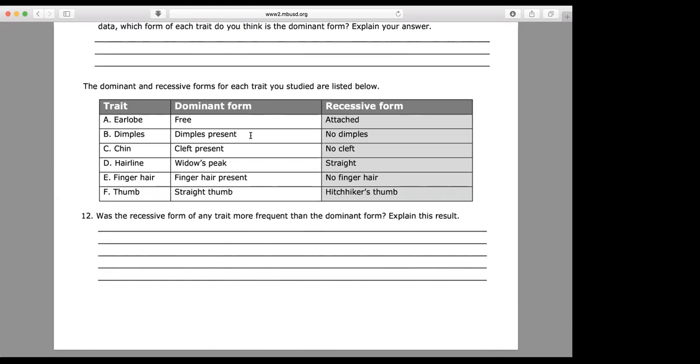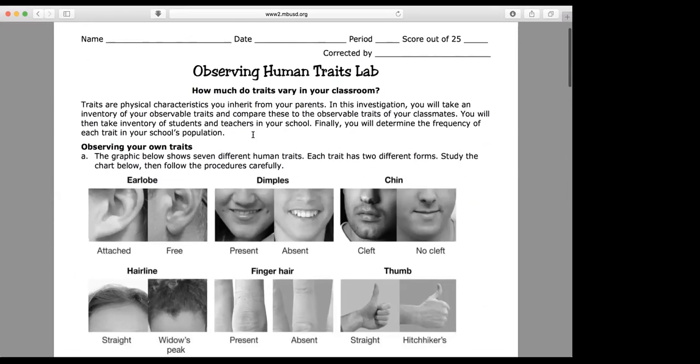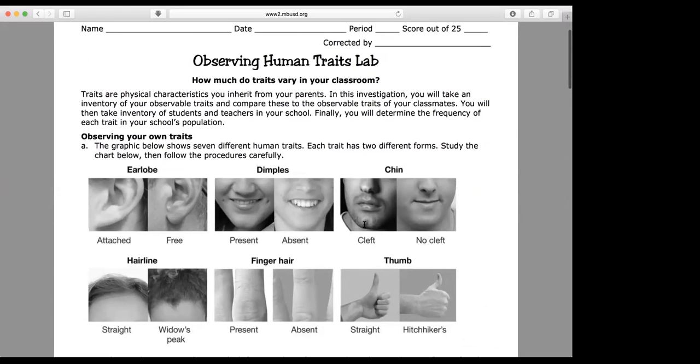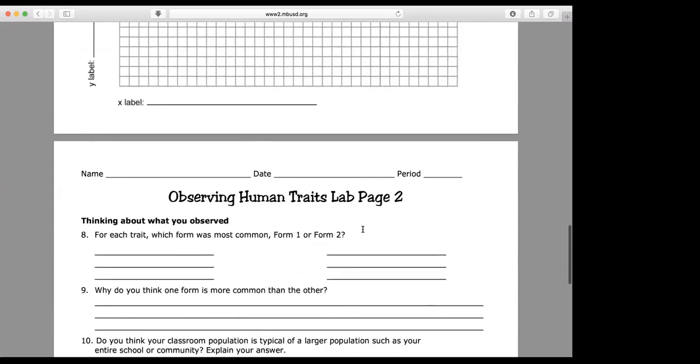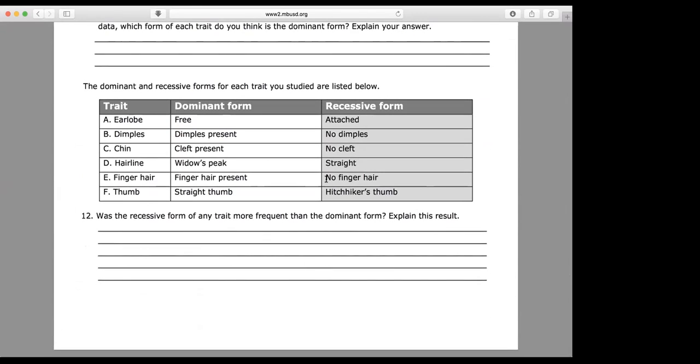Cleft, present, that's when you have a little indentation on your chin. Parents that have that usually have kids that have that as well. Again, it is dominant. Widow's peak, if you have a parent or both parents that have a widow's peak in their hairline, you're going to have a widow's peak hairline as well. Finger hair is dominant, so if one or two parents have that, you probably are going to have that as well. And then straight thumb is dominant over hitchhiker's thumb.